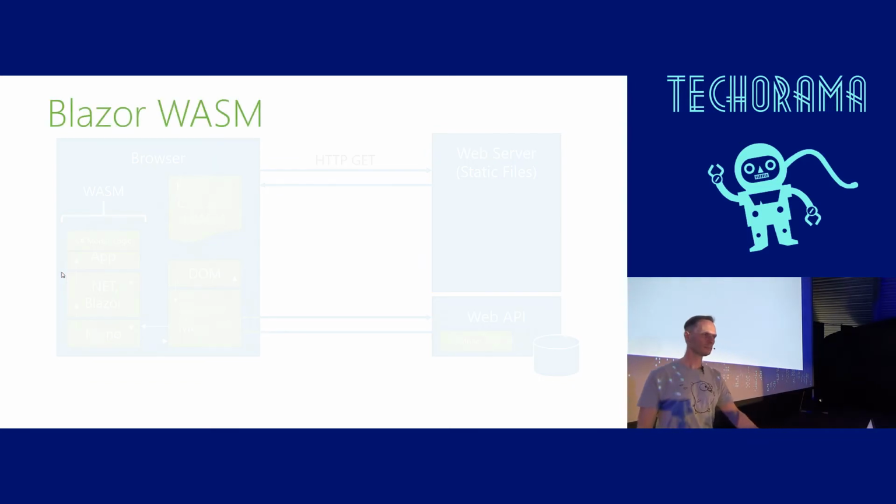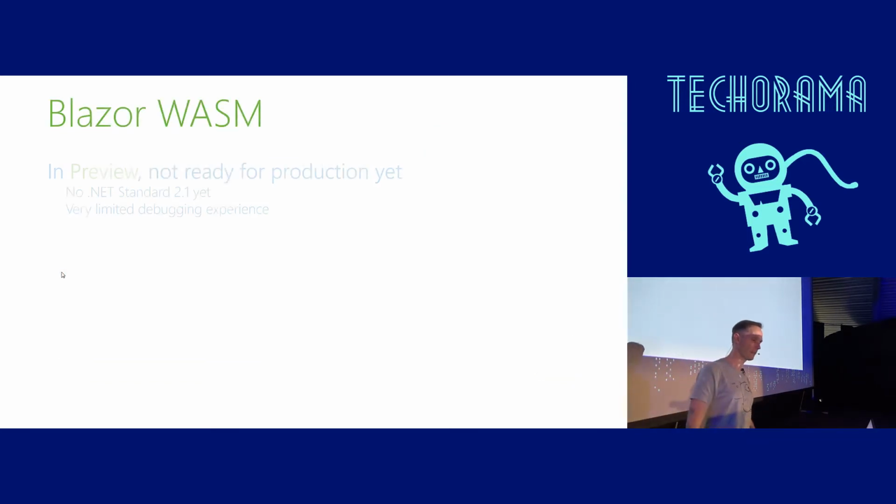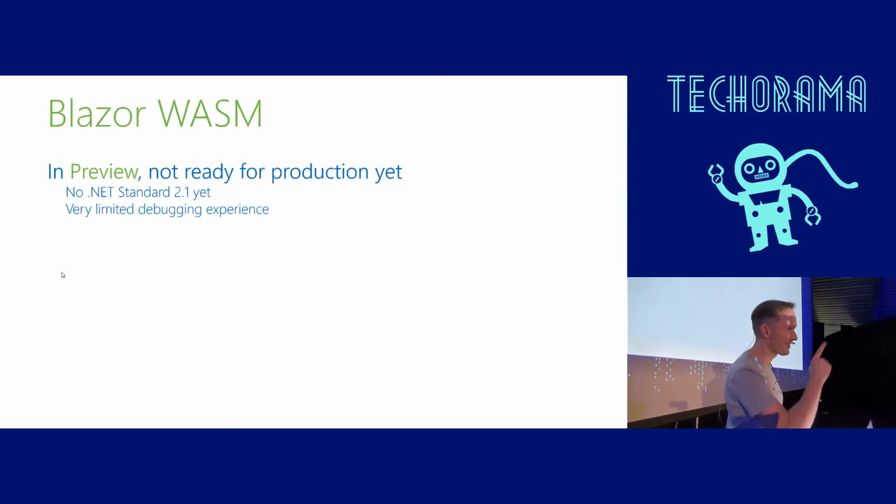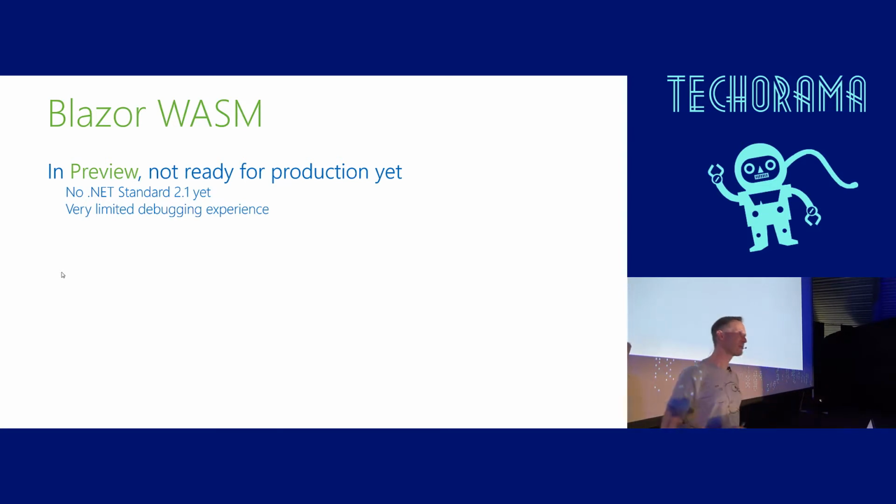Good. Let's summarize. This is not a summary. This is another piece of information that I would like to give you, and it's important. The WASM part of Blazor is in preview. Preview means it's not ready for production yet. For instance, WebAssembly itself is not ready for production. We are not on .NET Standard 2.1 yet. It's still everything based on .NET Standard 2.0.